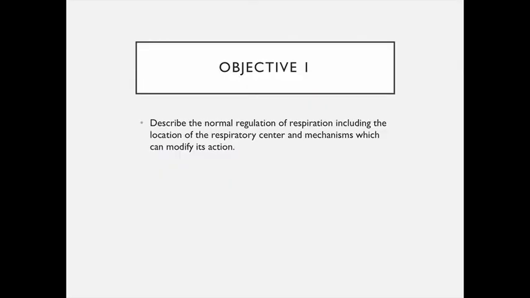So I want to just start by doing our general introduction and anatomy and physiology review of, in this case, the respiratory system. I should preface this by saying there's not a whole bunch of drugs that we're going to be focusing on in this unit, but we are going to talk quite a bit about regulating respiration. So in order to do that, I want to describe the normal regulation of the respiratory system, including the location of the respiratory center and the mechanisms which can modify the action of the respiratory center. So that's kind of where we're going to start.